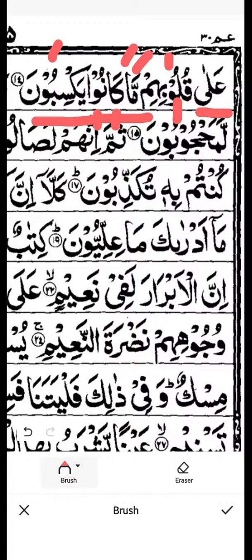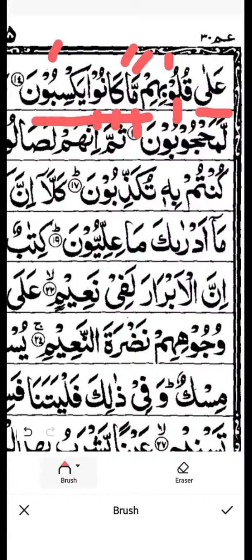Qulubihim. Here we are doing gunna at mim mushaddad, and we are stretching. The reason is that mim and noon mushaddad are always read with gunna, so that's why we are doing gunna here. If I ask what's the definition of gunna, we have to take the sound in our nose. We are doing gunna here, and we are stretching this one. So that's why we are stretching qulubihim. And the next one is kanu.